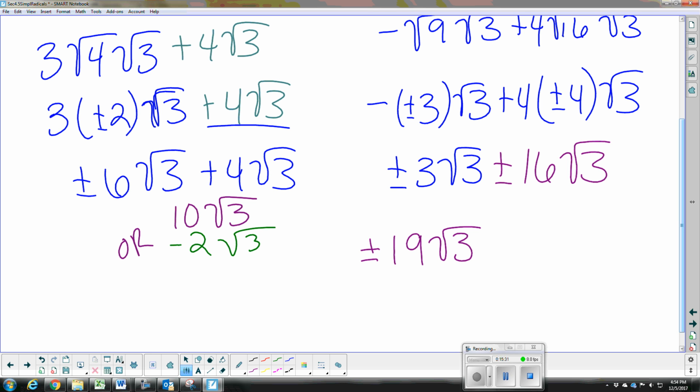Now let's look at if the first one was negative and the second one was positive. So negative 3 times the square root of 3 plus 16, we get 13 times the square root of 3. Now let's look at if the first one was positive and the second one was negative. So that's 3 times the square root of 3 minus 16 times the square root of 3, which is negative 13. So we still have 2 answers for each simplified radical, so we end up with 4 answers. But it's plus or minus 19 times the square root of 3, plus or minus 13 times the square root of 3.